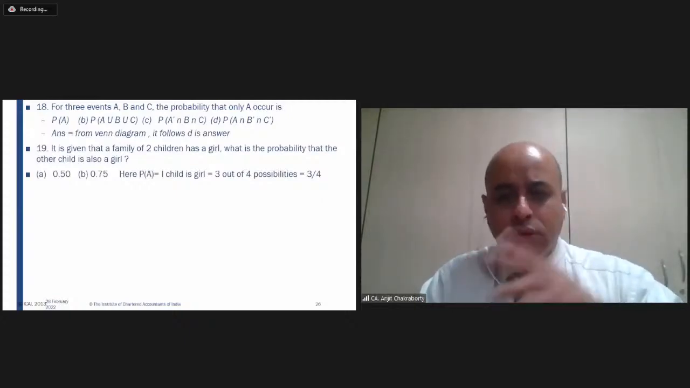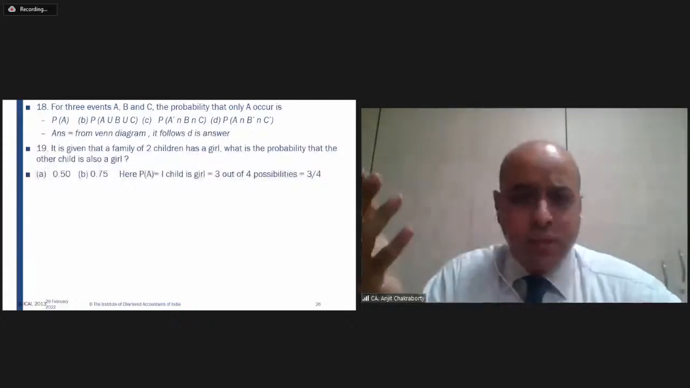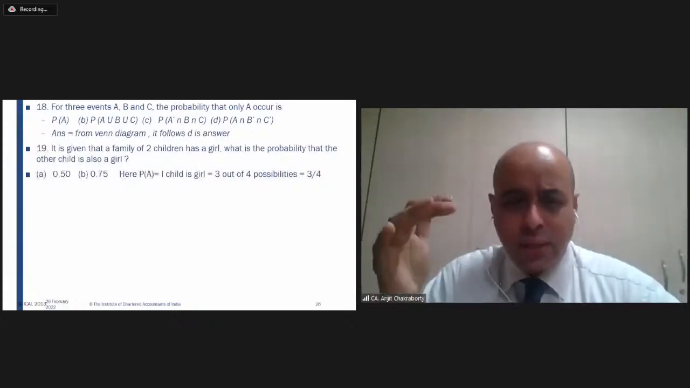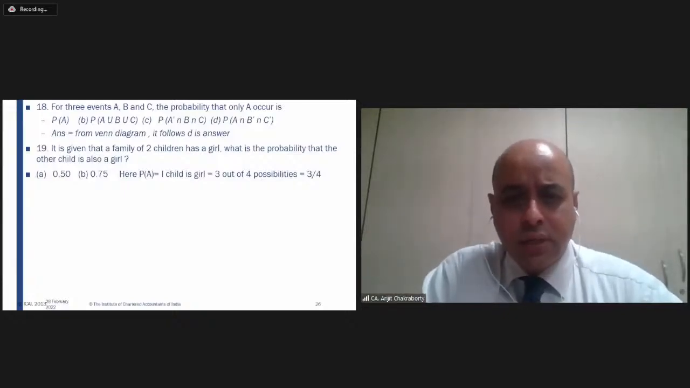Okay, they have got 2 children. So we can say 2 children, one is elder, one is younger. Elder child and younger child. So what is the probability that the other child is also a girl?